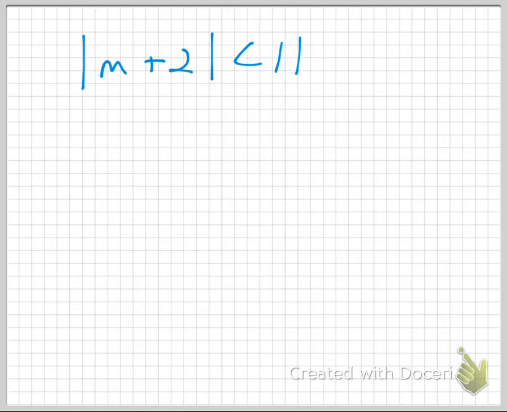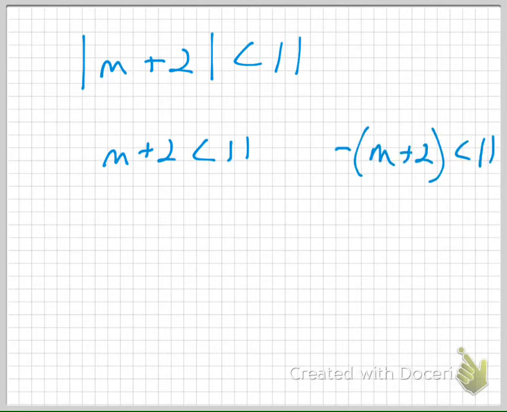You're going to go m plus 2 is less than 11, and then you're going to do this. The other one would be negative (m plus 2) is less than 11. You put a negative outside of the whole thing, right? That whole thing can be negative. So then you're going to have that negative out there.